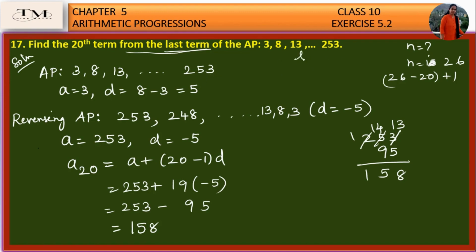So using the formula L is equal to A plus (N minus 1) into D, we have to find N. If suppose N is equal to 26, then the required value is 26 minus 20 plus 1. That is 6 plus 1, so 7th term. So from the last, the 20th term is the 7th term. So for the 7th term, you have to find out the answer. I hope you can understand this problem. So let me go to the next problem.